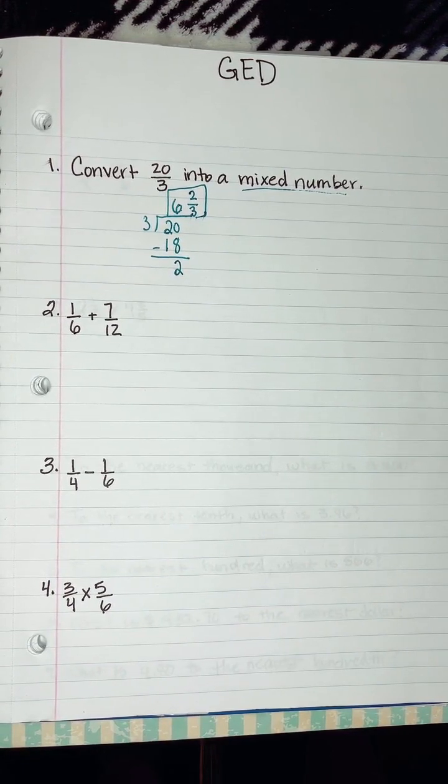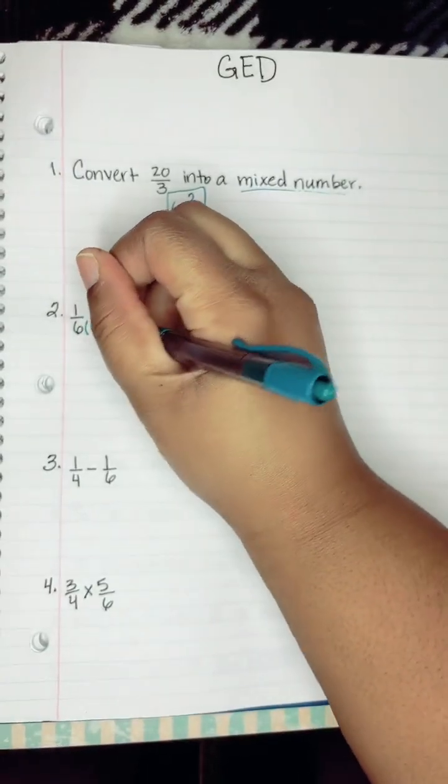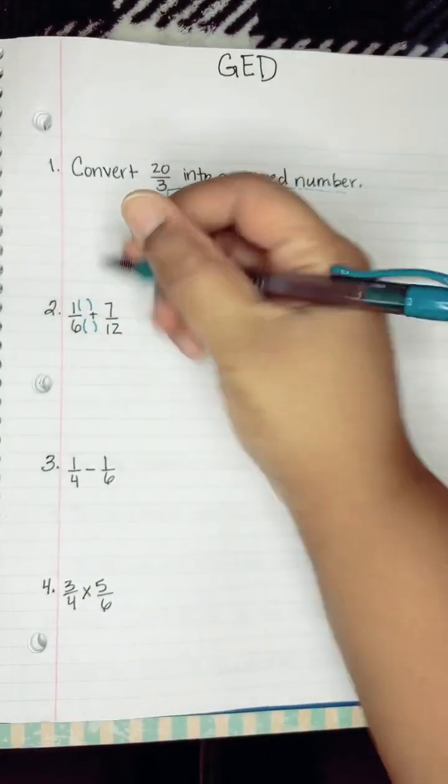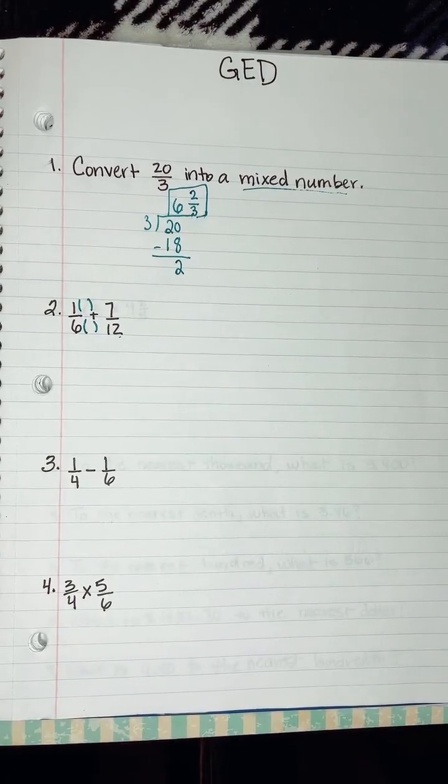All right, let's do number 2. So we have 1/6 plus 7/12. Remember, whenever you're adding fractions, you have to have the same denominator. So what do we need to multiply this 6 by in order for it to be the same denominator as this? Can you put it in the chat? What do we have to multiply it by?